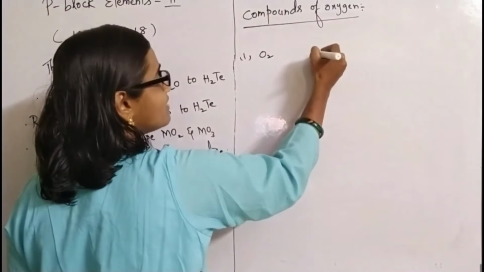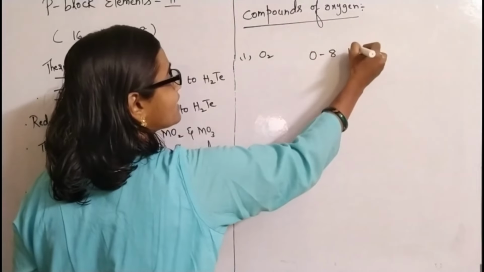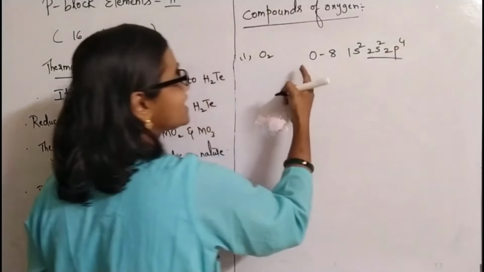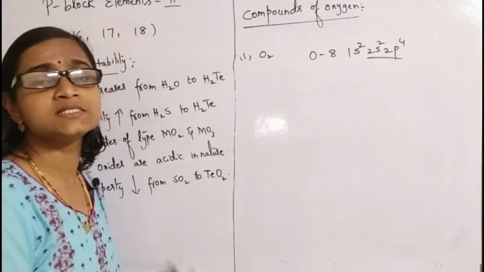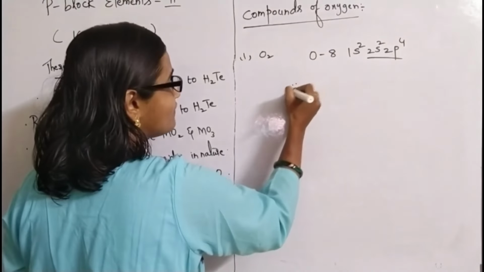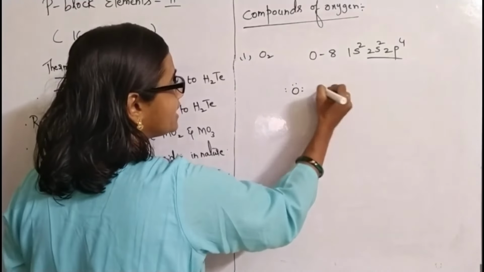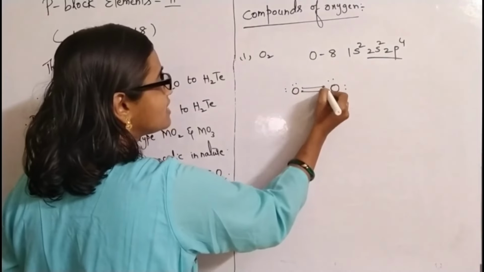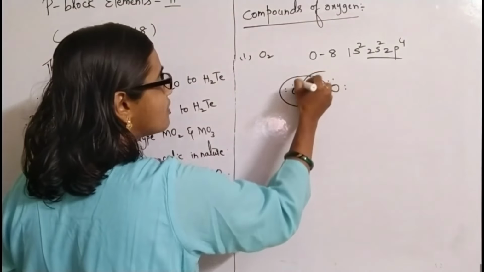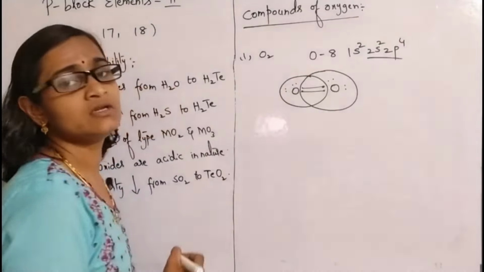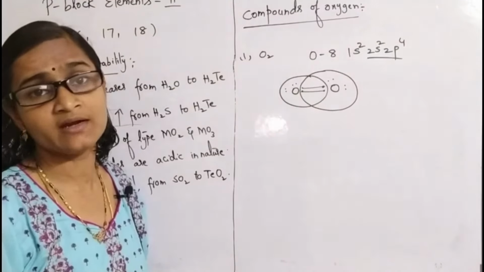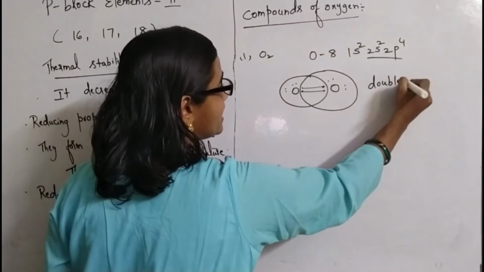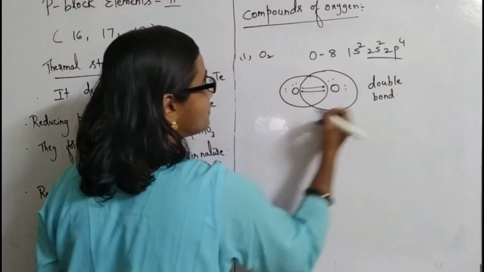O2 is a double bonded molecule. Oxygen has atomic number 8, electronic configuration 1s2, 2s2, 2p4. So valence electrons are 6, that's why it is a 6A group element. It requires 2 more electrons for octet, so it shares with the second oxygen atom and forms an octet configuration. Here 2 pairs of electrons are shared. That's why it is called a double bonded compound.